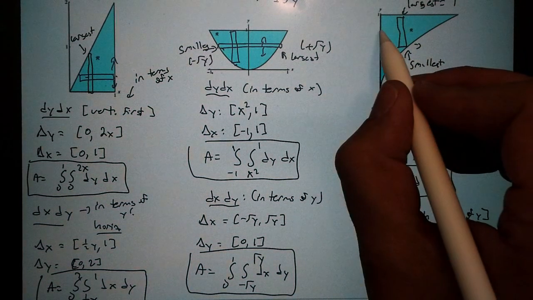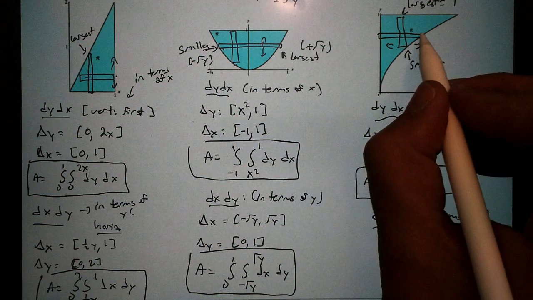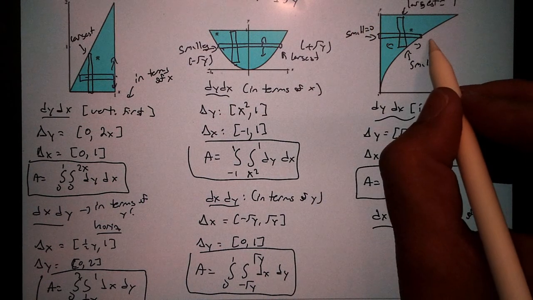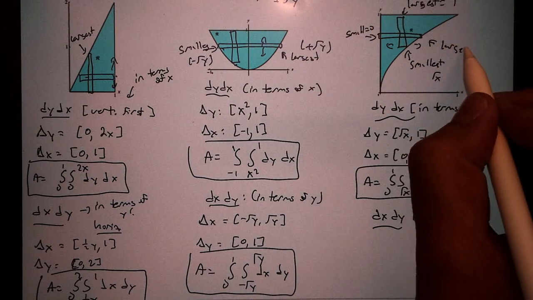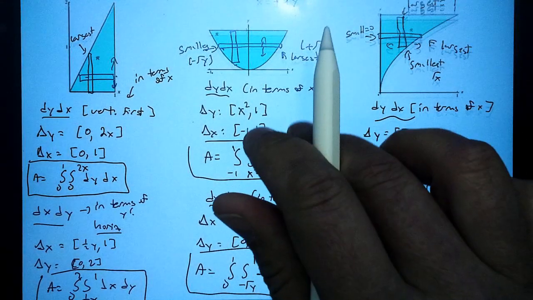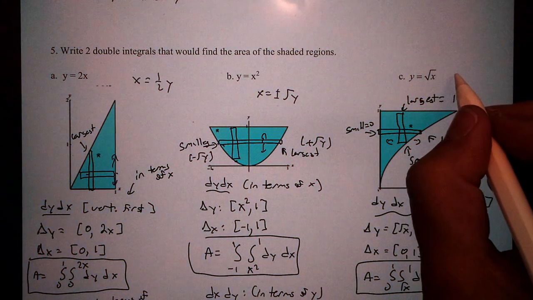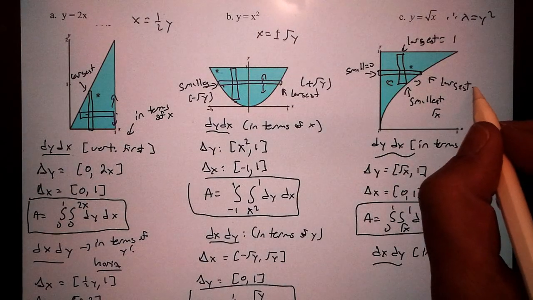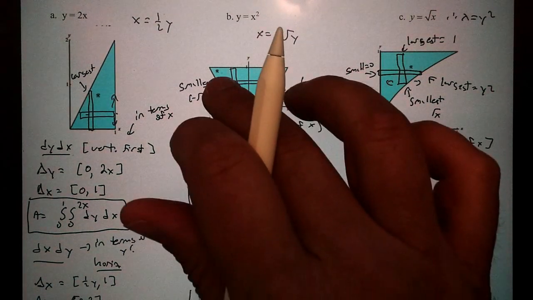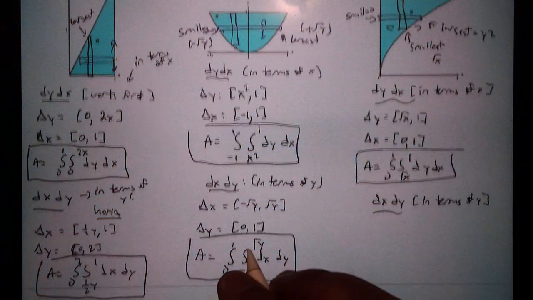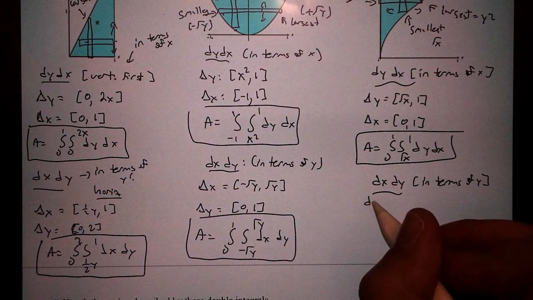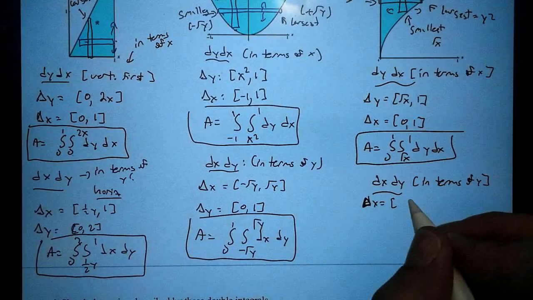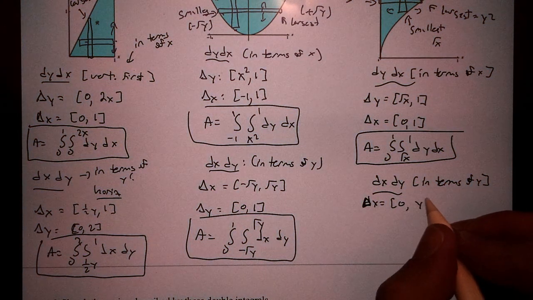So now we're going to go horizontal. Ready? What's my smallest? Well, that's just 0. My largest, oh no, be very careful. My largest, be careful right here, okay? We got y equals square root of x, so therefore we can say x equals y squared. So my largest here is going to be y squared. So my change in x's, delta x, goes from 0 to y squared.